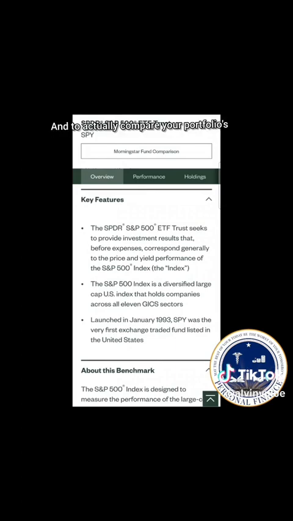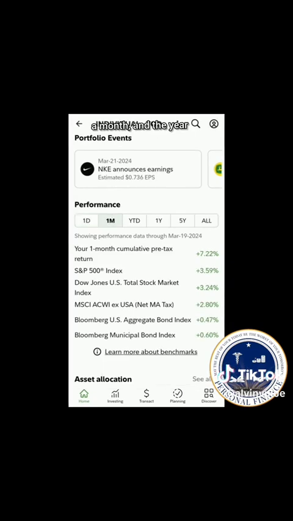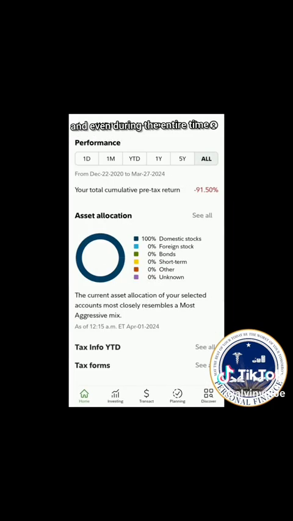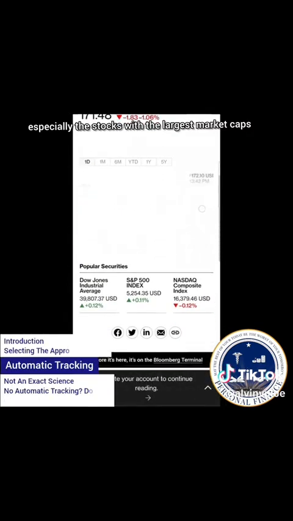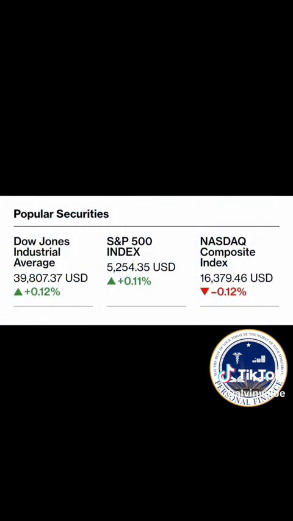And to actually compare your portfolio's performance once you've chosen the appropriate benchmark, fortunately, some financial institutions already do it for you. For example, Fidelity automatically calculates your account's performance against the major indices for the day, a month, and the year. It also tracks that activity for a 5-year period, and even during the entire time that you have had the portfolio. Keep in mind that some companies, especially the stocks with the largest market caps, are usually included in multiple indices. For example, Apple is a constituent of the Dow, NASDAQ, and S&P 500.